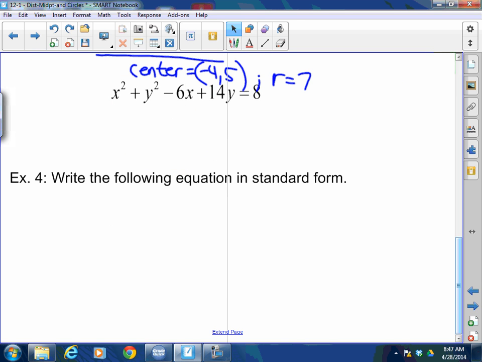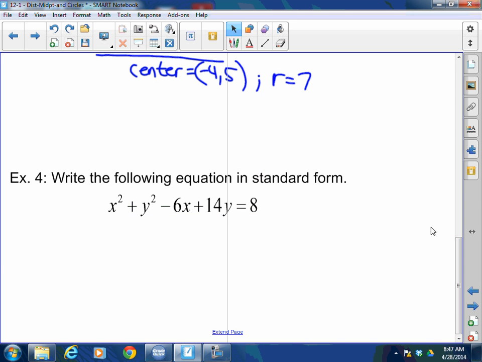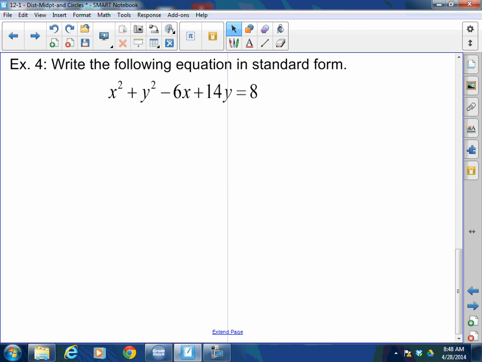Okay, let me give myself a little bit more space here. Wait, why is that? Oh, okay, because that should be there. That's why. All right, I'll write the following equation in standard form. Let's get my x's together.